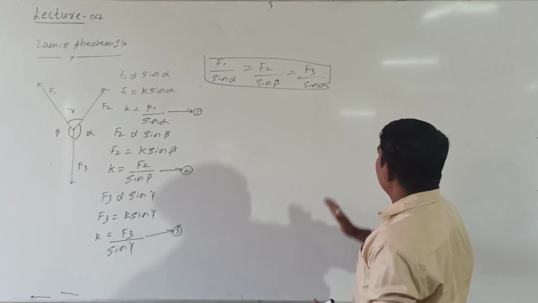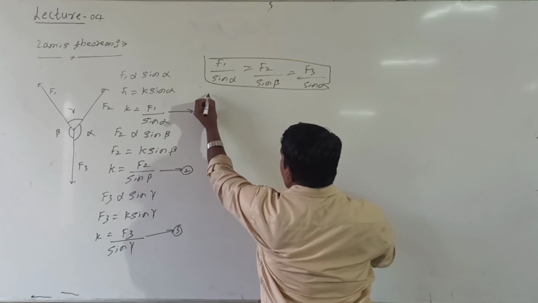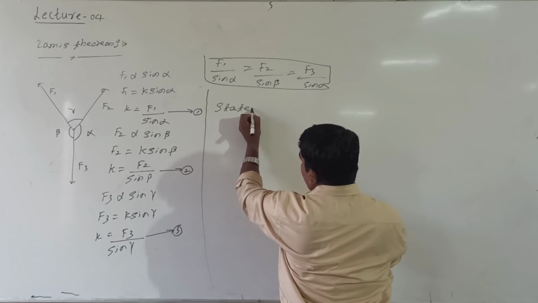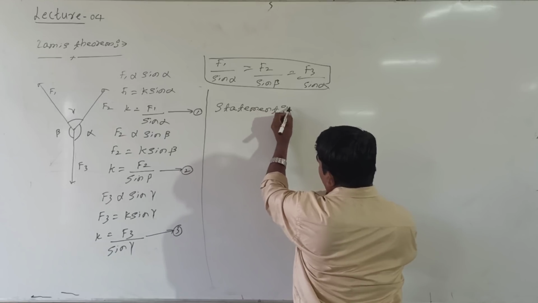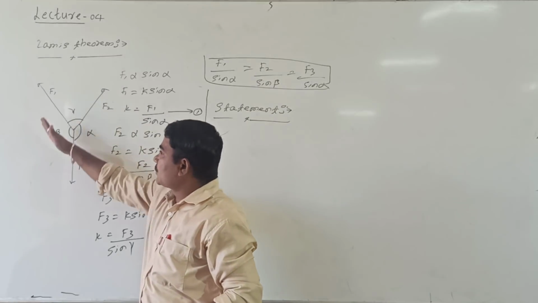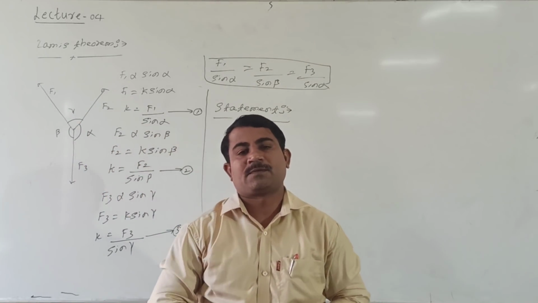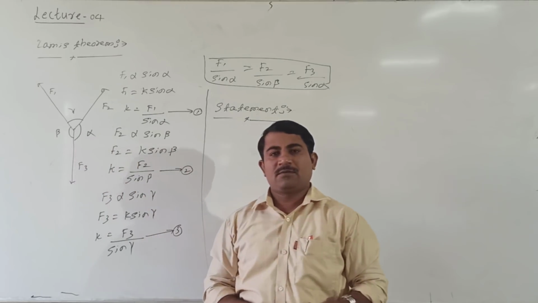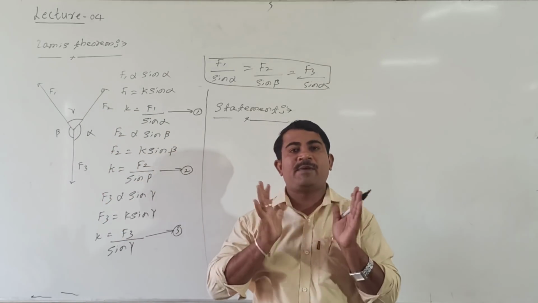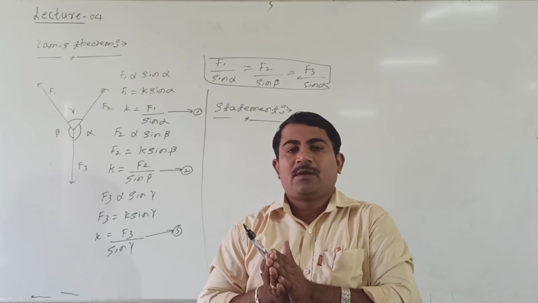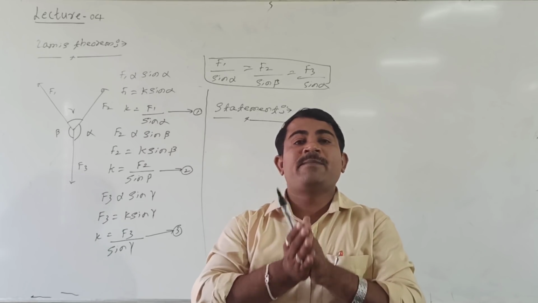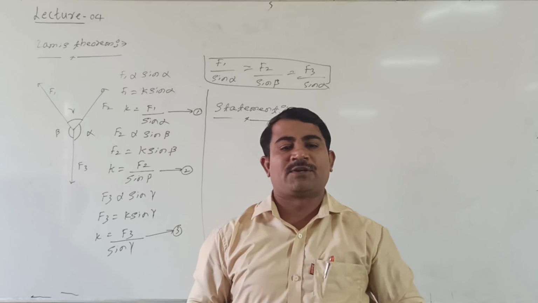Shall I write the statement here now? Statement of Lami's theorem. Look at me. All the forces are lying in the same plane, so they are coplanar forces. All the forces are acting at a point, so they are concurrent forces. And all the forces are in equilibrium. Then only Lami's theorem is valid. When Lami's theorem is valid, all forces are coplanar, concurrent, and they must be in equilibrium, students.